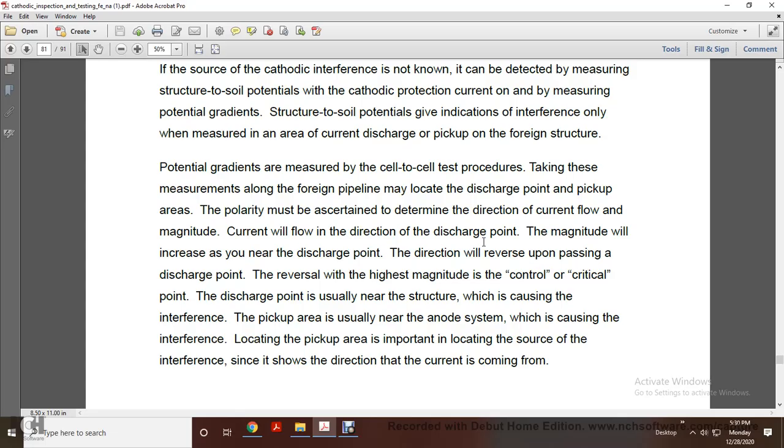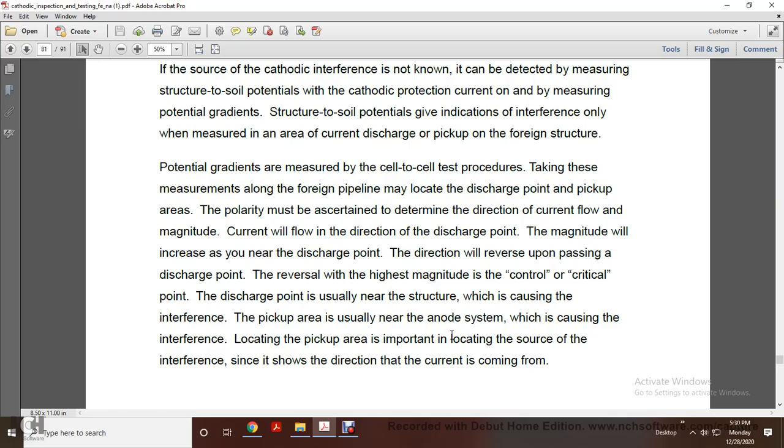The pipeline may be located with the discharge point and pickup area, and the polarity may be used to determine the direction of flow, with the magnitude of the current flowing in the direction of the discharge point. The magnitude will increase as you near the discharge point. The direction will reverse upon passing the discharge point. The reversal of high magnitude is the control, or critical point. The discharge point is usually near the structure which caused the interference. The pickup area is usually near the anode system that caused the interference.